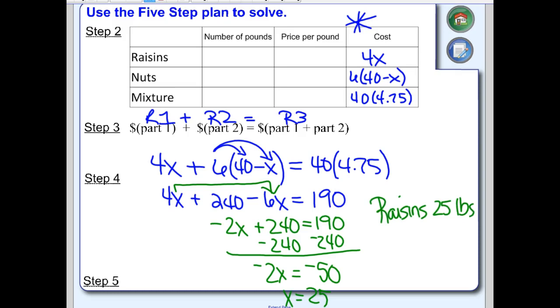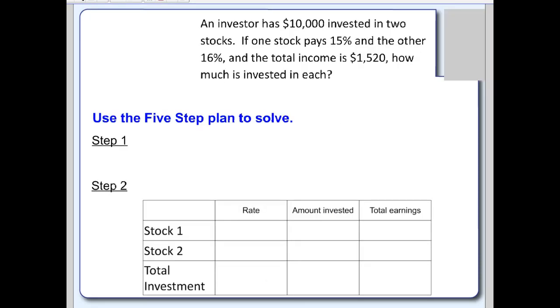And now, how many pounds of nuts do we have? Well, we've got to go back to our let statement, and that was 40 minus x, if you look up here. And so 40 minus 25 is 15. So I've got 15 pounds of nuts. Don't forget my check. The easiest way to check would be to add these, and we've got 40 pounds, and that checks because it said we had a total of 40 pounds in our mixture. So that's my check. Very nicely done. Now, let's move on and look at an investment problem.